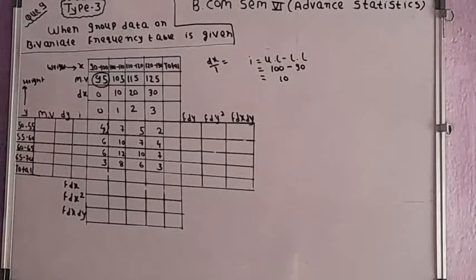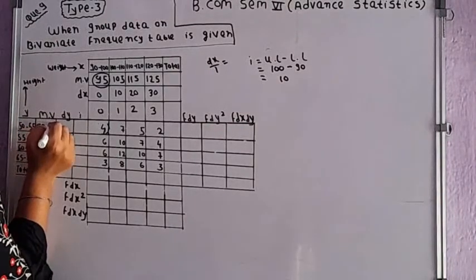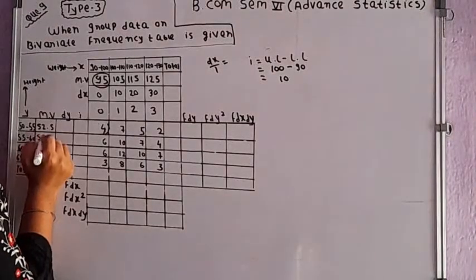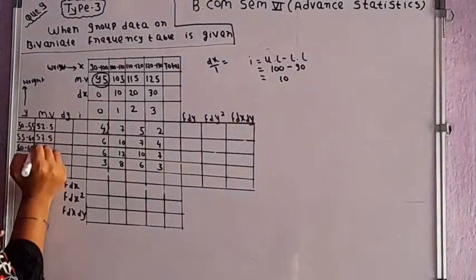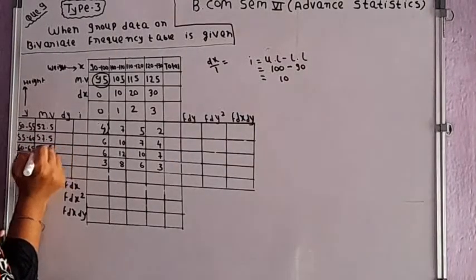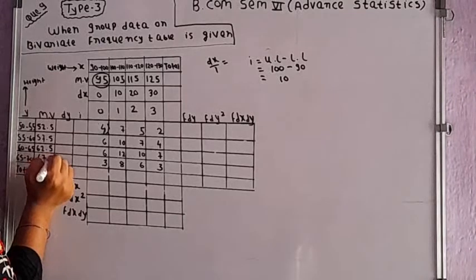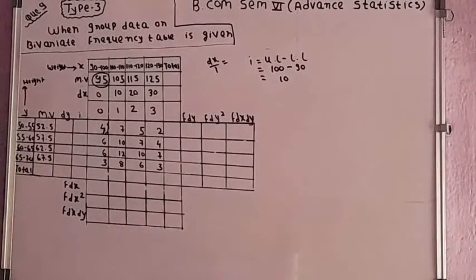So here we have to find out the mean values. 50 plus 55 divided by 2 comes to 52.5. Then 55 plus 60 divided by 2 comes to 57.5. After that, 60 plus 65 divided by 2 comes to 62.5. After that, 65 plus 70 divided by 2 comes to 67.5. So this way we have calculated the MV, that is middle value, for the Y series as well.